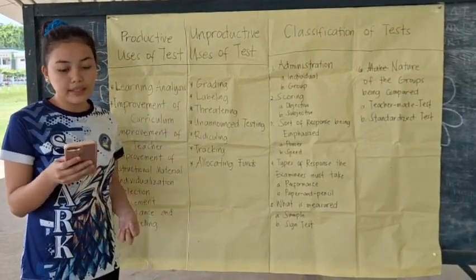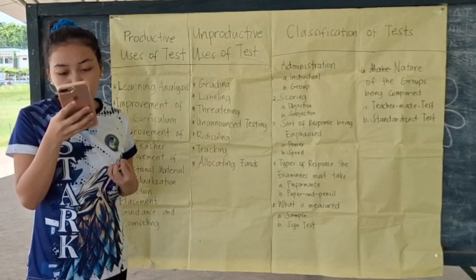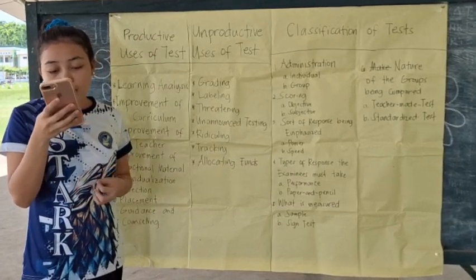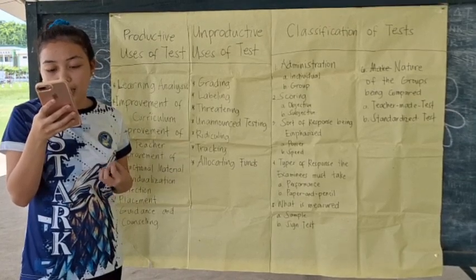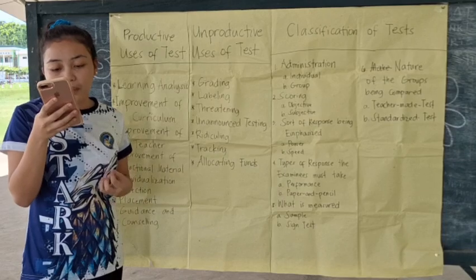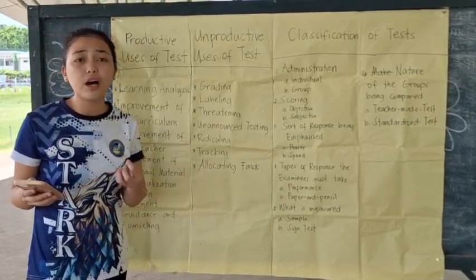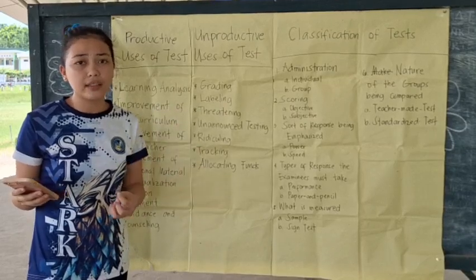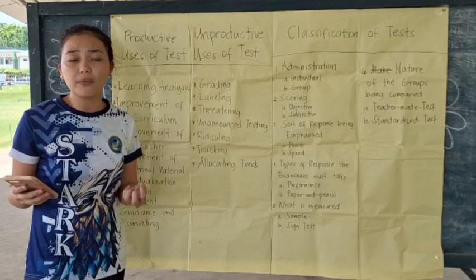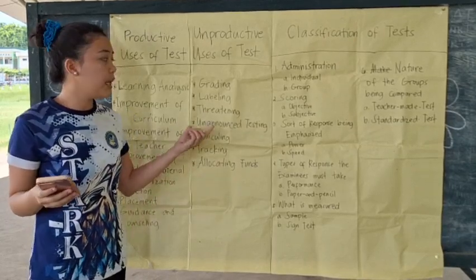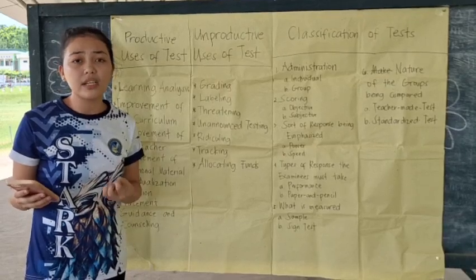Next is labeling. Labeling is often a serious disservice to a student. Even if the label is positive, negative labels may lead the students to believe the label and act accordingly, with positive labels and negative labels. So in labeling, we should never label our students either positive or negative. Because if we label our students positive, he or she will feel overconfident and superior to others. And if we label our students negative, she will feel self-pity or lose interest in the topic.